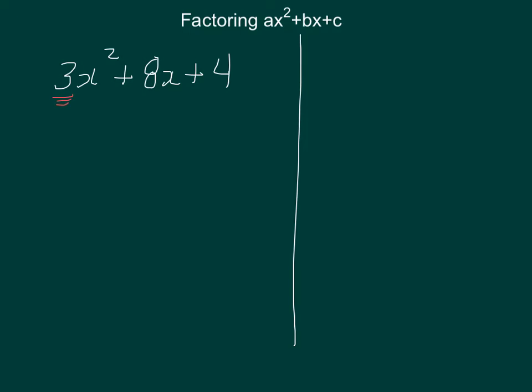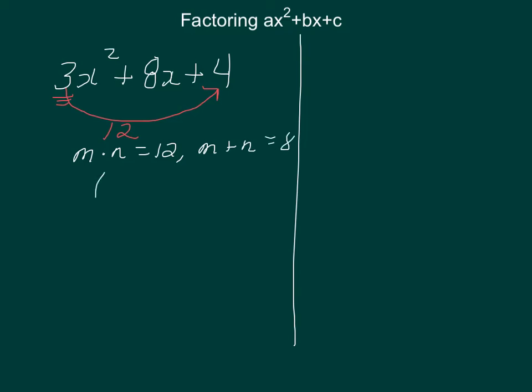So remember, when that a is greater than 1, we have to take that 3, the number out front as the leading coefficient, and multiply it by the constant. So we get 12 here. So we're looking for, in our minds, two numbers that multiply to be 12, and those same two numbers have to add to be 8.